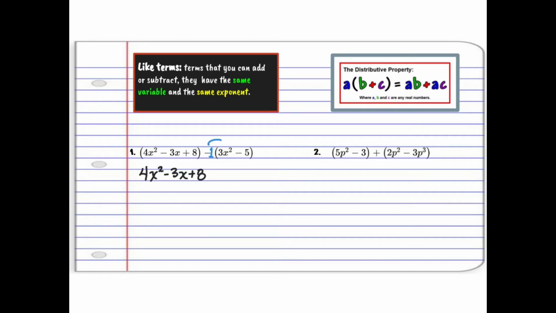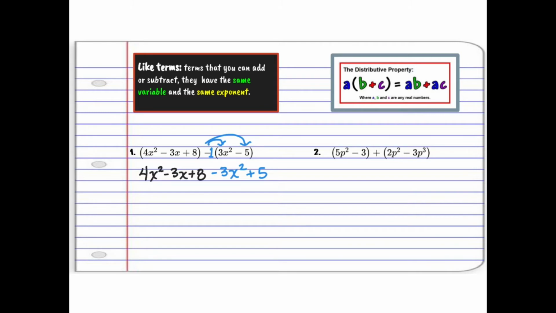this negative 1 is going to multiply the 3x squared, which is going to come out to negative 3x to the second power. And it's also going to multiply the negative 5. Negative and negative, positive. 1 times 5, 5. Once we get rid of our parentheses, now we have to start looking into like terms. What is it that we're going to be able to combine, or add and subtract?